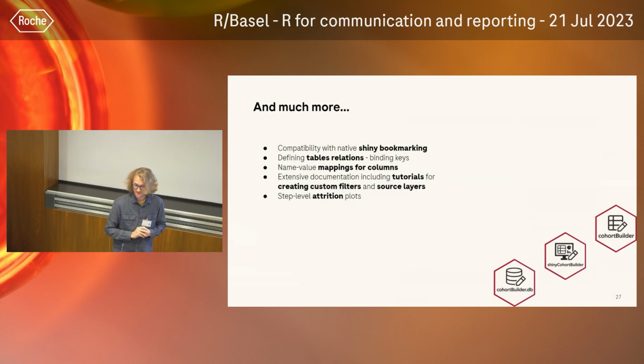So like Shiny bookmarking that I already mentioned, and the ability to define relations between the tables. We named it binding keys, so that, for example, if you filter one table, this will also affect the second one in the data source. Also name value mappings for columns, because sometimes nobody wants to see the IDs, but rather readable names in the filtering panel.